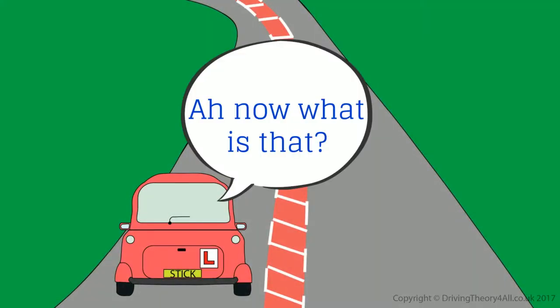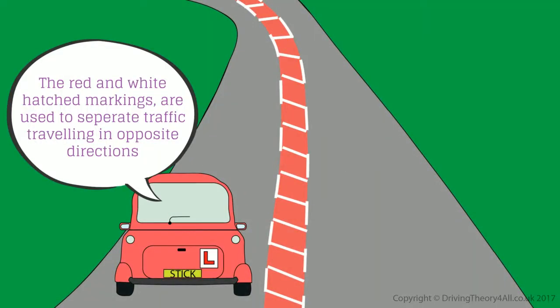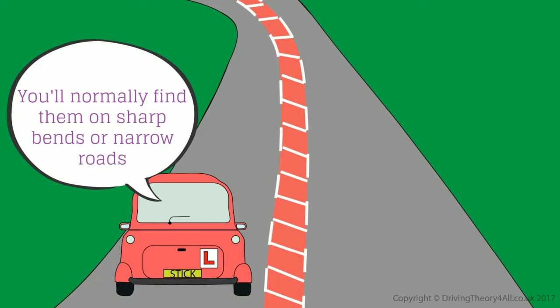Now what is that? The red and white hatched markings are used to separate traffic travelling in opposite directions. You'll normally find them on sharp bends or narrow roads.